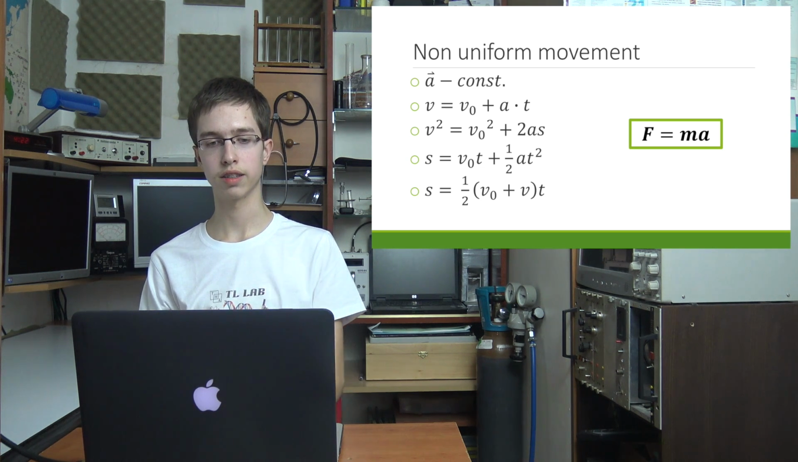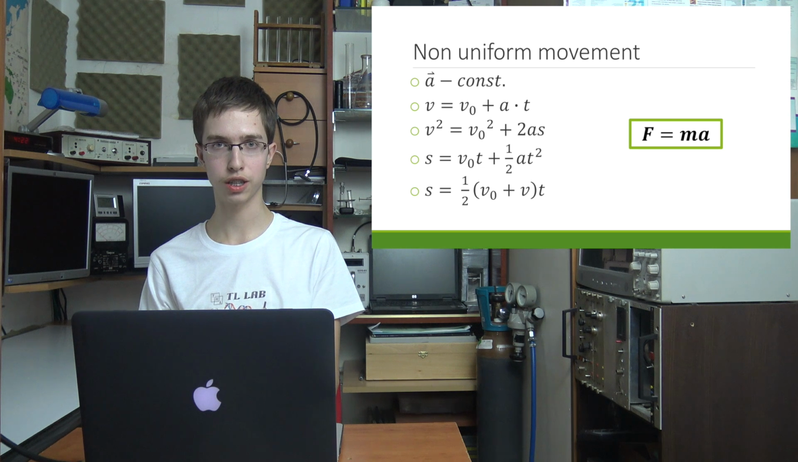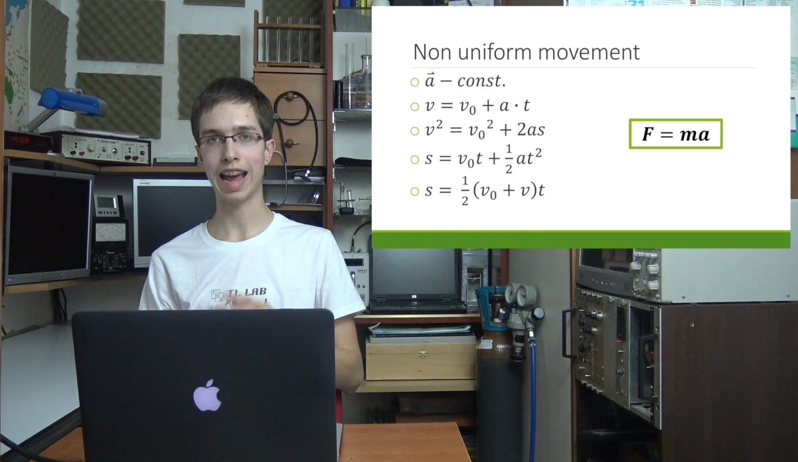And non-uniform movement is actually based on Newton's second law of motion, which is the basic law of movement. It says that force is the product of mass and acceleration. So if we know the body's mass and the acceleration with which it moves, we can also calculate the force that acts on the body.